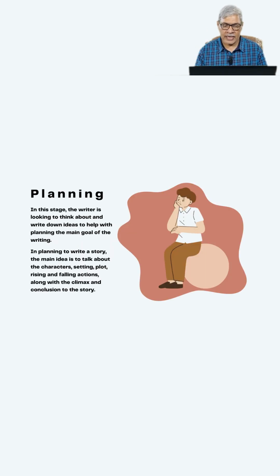Planning. In planning to write a story, the main idea is to talk about the characters, the setting, the plot, the rising and falling actions, along with the climax and conclusion to the story. This is the planning process.